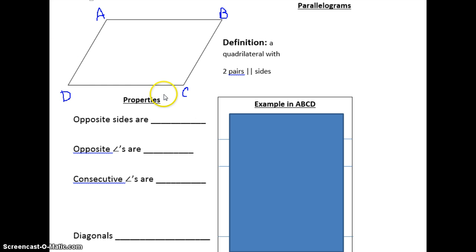And notice I labeled our parallelogram there. We want it to be a parallelogram ABCD. So we label it in clockwise direction, A, B, C, D. So I want you to label yours accordingly.